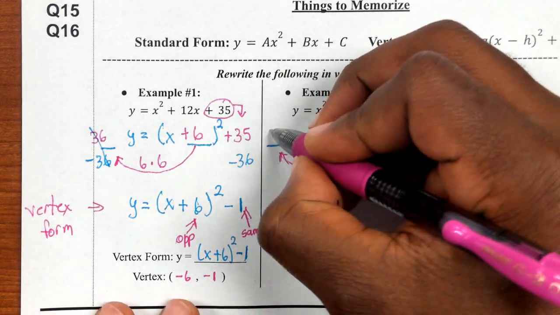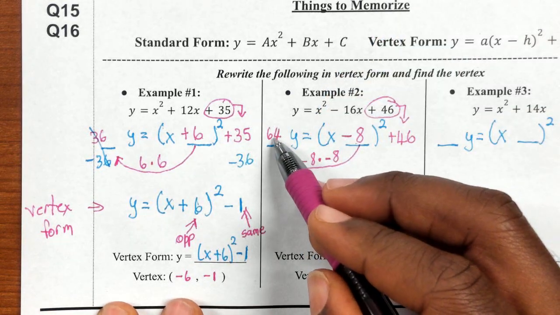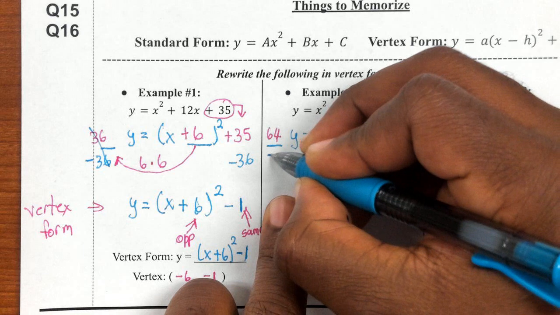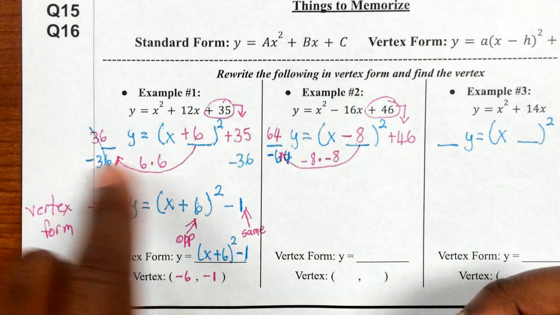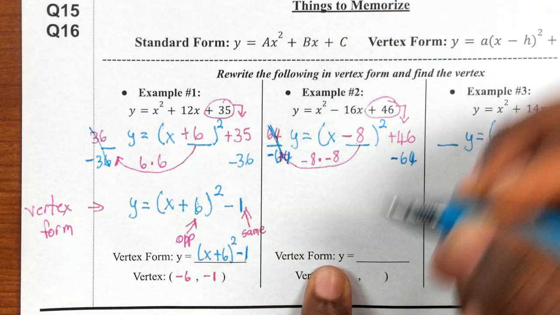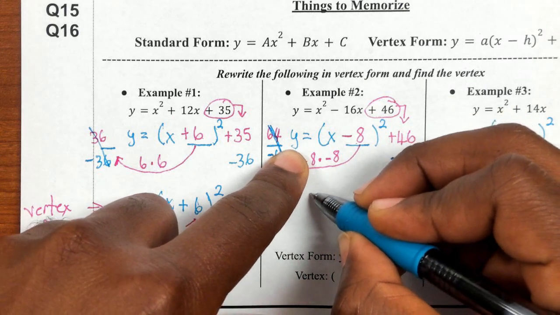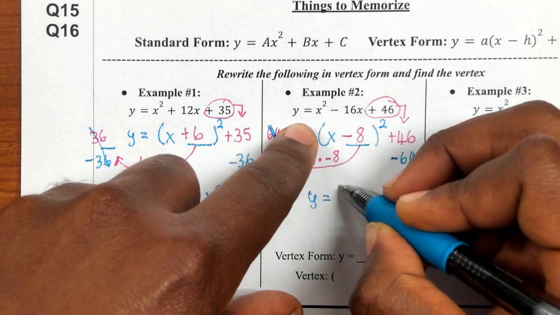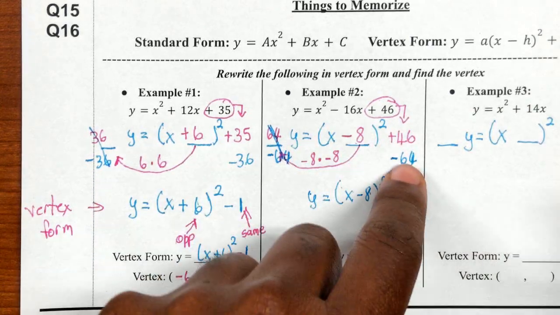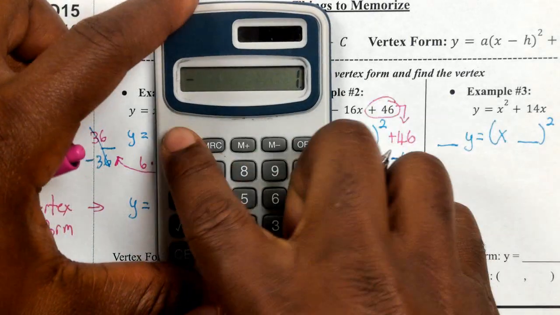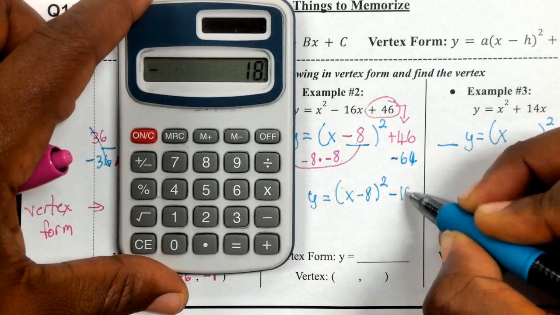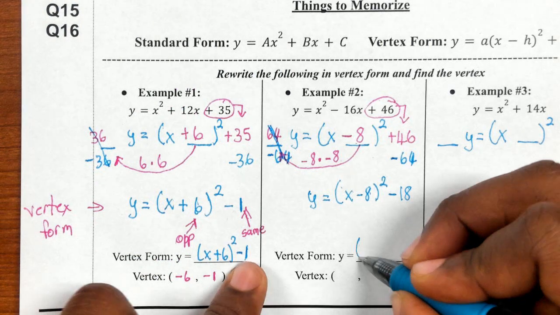You can use your calculator if you need, okay? But do I want the 64 over here? No. So to move that 64 over, I'm going to subtract 64, the same way I subtracted 36. So I'm going to subtract 64, and then this would cancel out. My vertex form would be y equals parentheses x minus 8 parentheses squared, and then all I need to do now is calculate this. 46 minus 64 is negative 18. And that's what my vertex form would be.